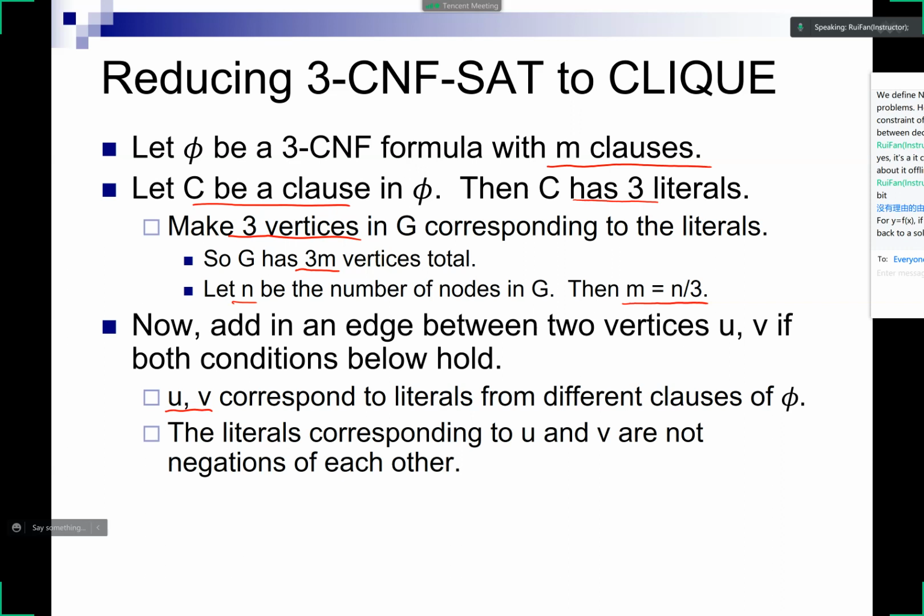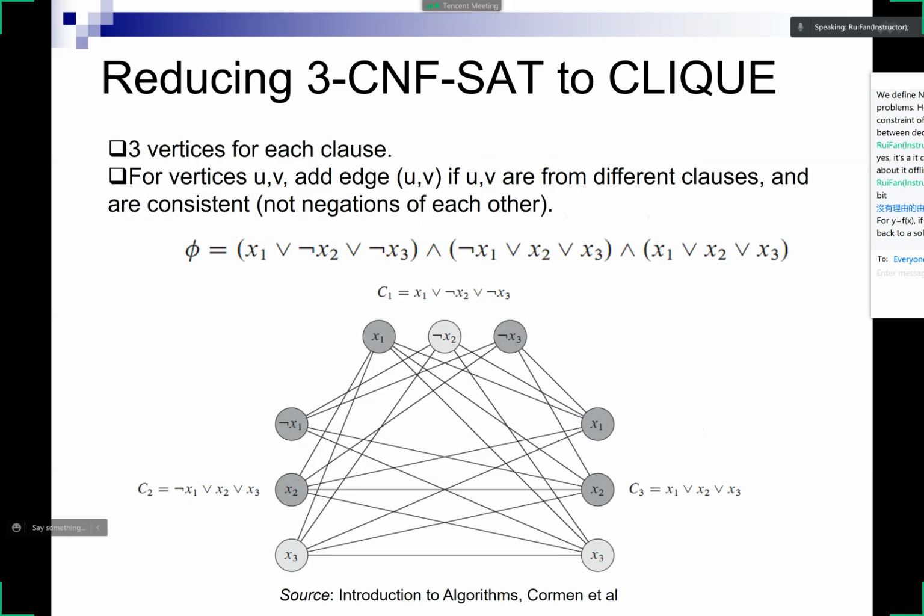The next condition is that u and v also cannot be negations of each other. For example, if u is equal to the variable x1, then v cannot be not x1. If u is x1 and v is not x1, then we do not put an edge between these two nodes. When they're not negations of each other, we say that u and v are consistent with each other. So let's do an example of this.